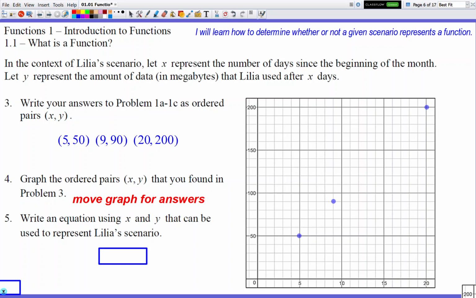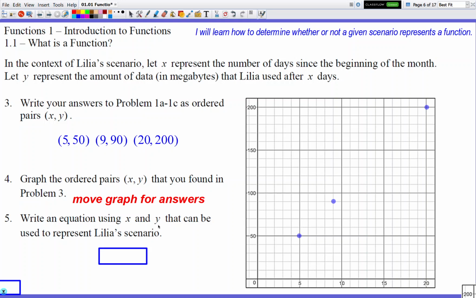Okay, number 5. It tells us to write an equation again, except it's telling us to use x and y instead. It's not telling us to use what I did in the previous slide with total and x. Actually, x is still going to be in our answer, but we're not going to have the word total in our equation. So we're going to use x and y as our variables that change from one scenario to the next. So x, hopefully you remember, corresponds to input, which is your days of the month. And y corresponds to output.